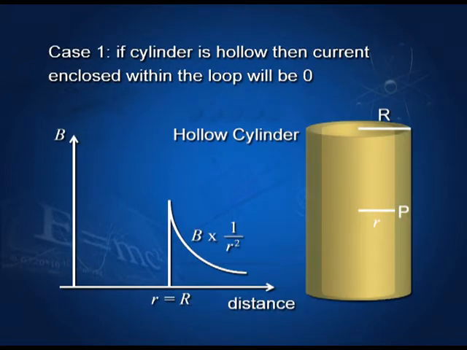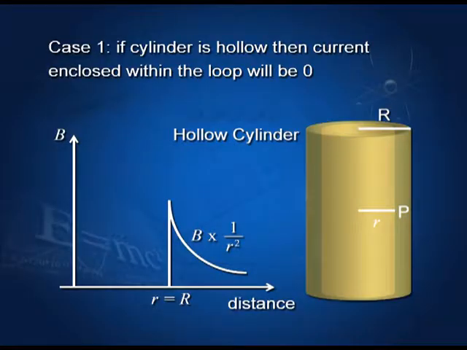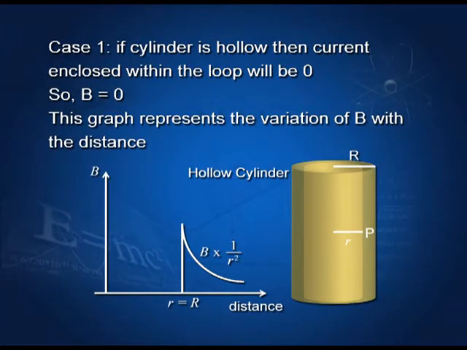If the cylinder is hollow, then the current enclosed within the loop will be 0 because now the current is passing outside the body. So I equals 0, that means B, the magnetic field, will be 0. The graph represents the variation of magnetic field with the distance. In the graph, we observe that the magnetic field from distance r equals 0 to the radius of the cylinder capital R is 0.